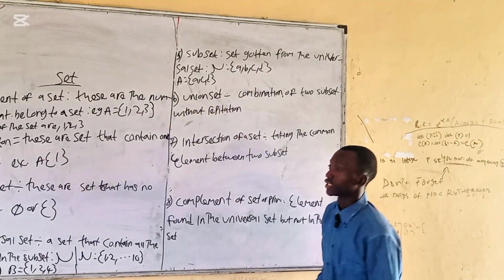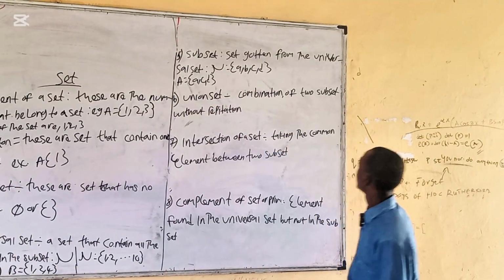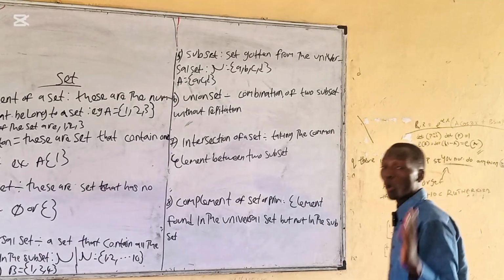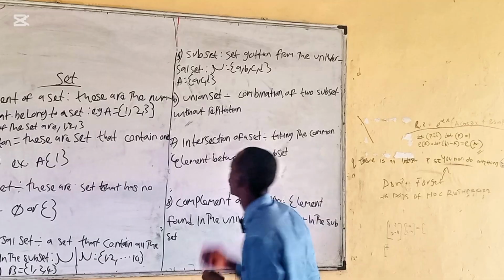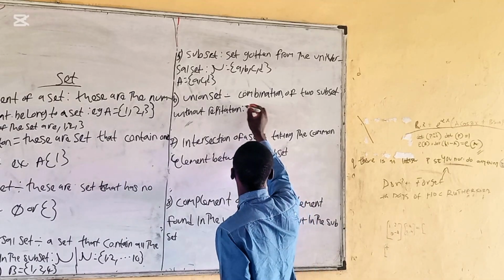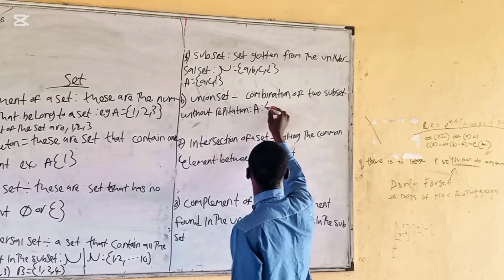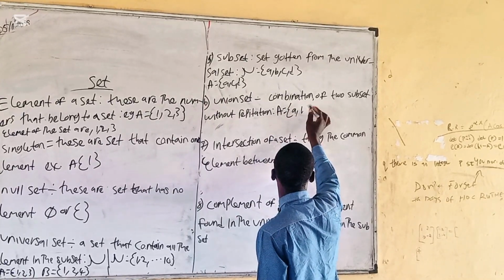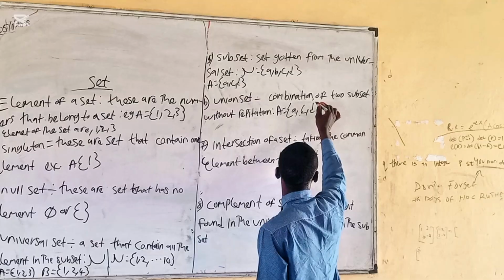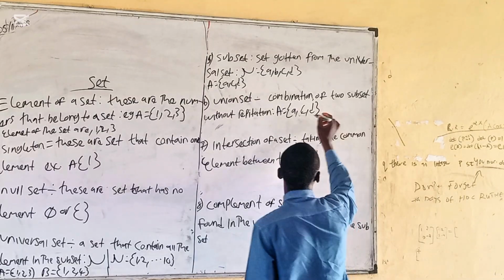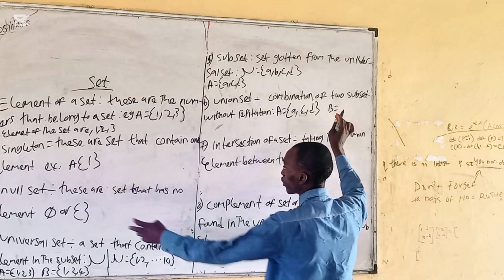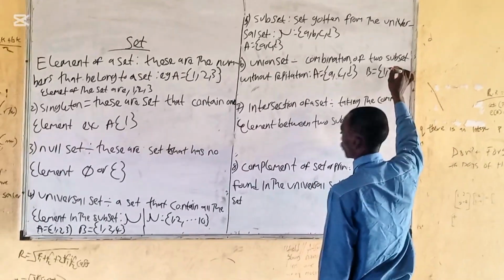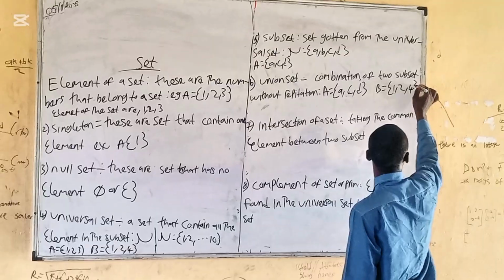The union of sets. Union of sets is the combination of two sets without repetition. Now, do you know what a subset is? Now, let's say set A contains A, C, and D. Then set B contains, now let's take a set from here, 1, 2, and 4.